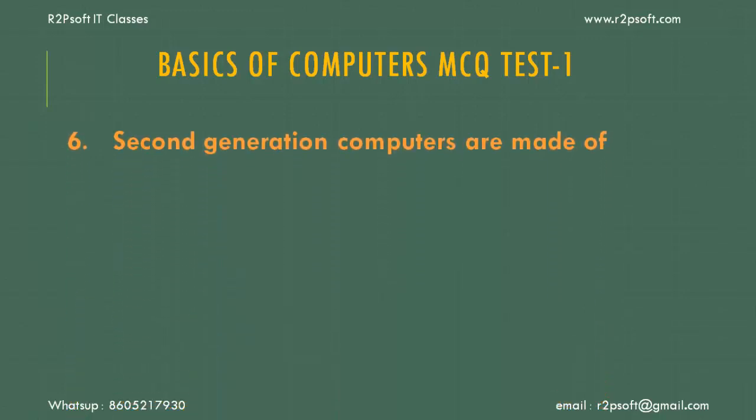6. Second generation computers are made of: A. Vacuum tubes, B. Transistors, C. LSI, D. VLSI, E. None of these. Answer is B. Transistors.